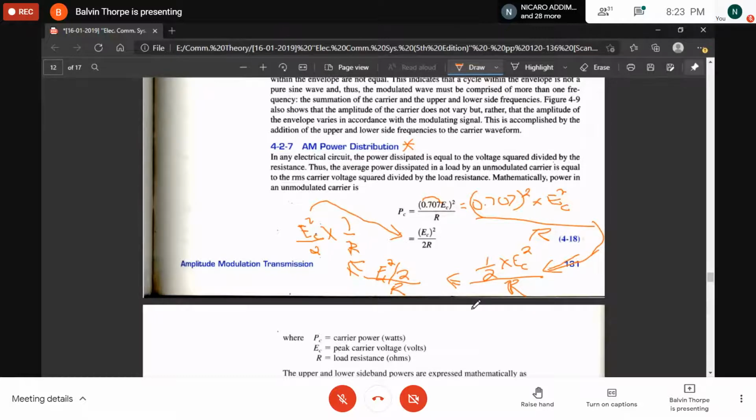And we previously stated that the voltage peaks in the sidebands would be EC times the modulation coefficient divided by 2. So it would be whatever we get for that times 0.707. Square that and then divide by R. All right.